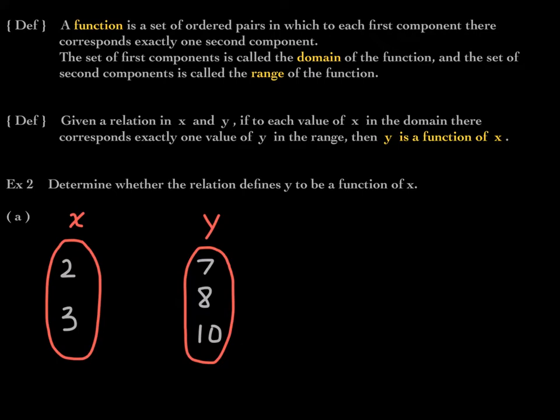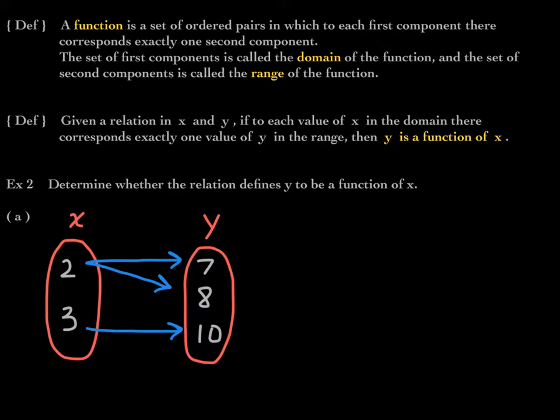There is no correspondence yet defined for this relation until I draw some arrows. So I'm going to say 2 corresponds to 7, 2 corresponds to 8, and 3 corresponds to 10. This is a relation. Here are the ordered pairs: (2, 7), (2, 8), (3, 10). The question is, does this relation define y to be a function of x? Does every x go to exactly one y?